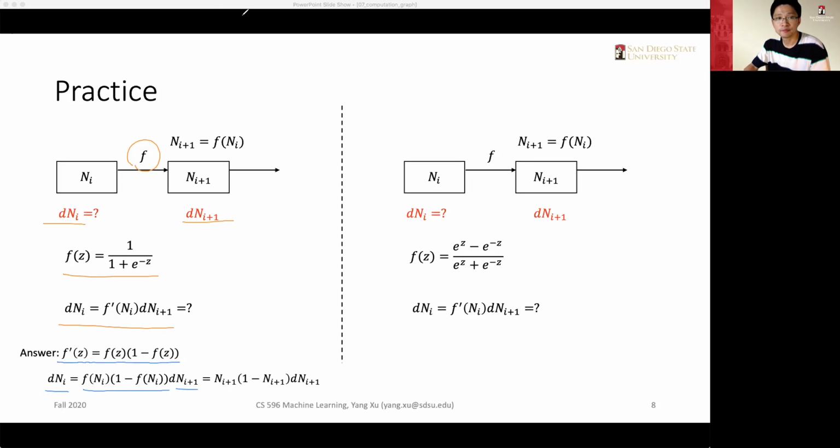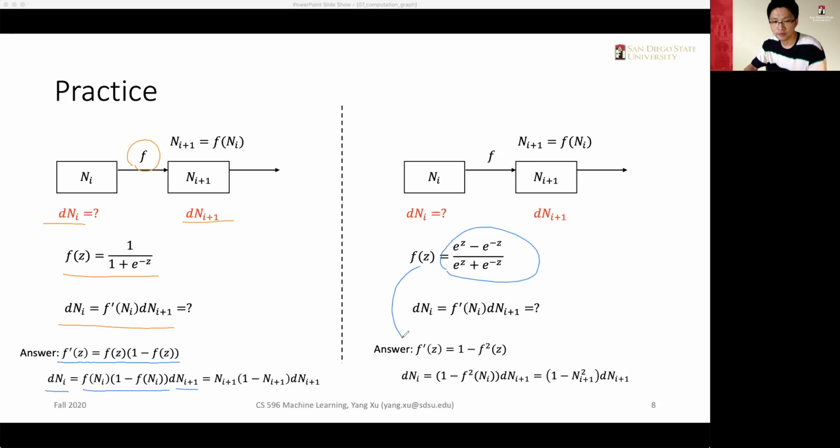So that's one example. And the example on the right needs a similar computation. If the function is like this, you can try it on your paper, and you will find that its derivative is 1 minus f squared. So basically you want to compute dn_i in such a style.